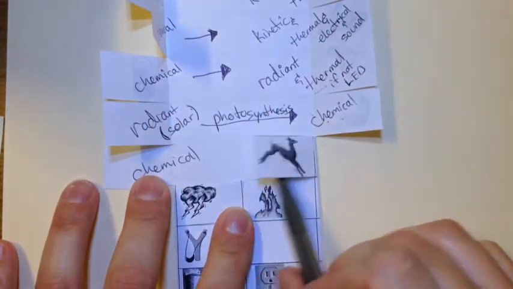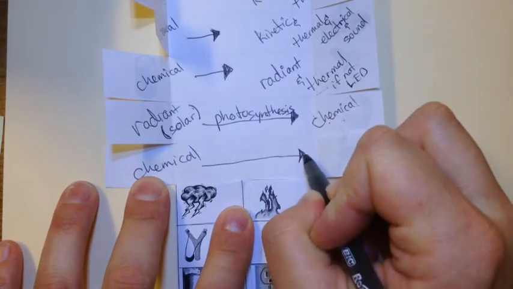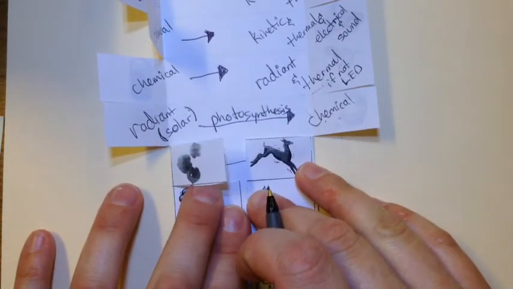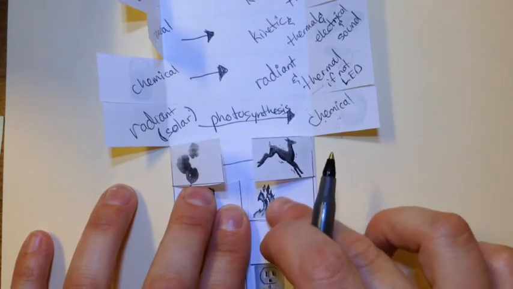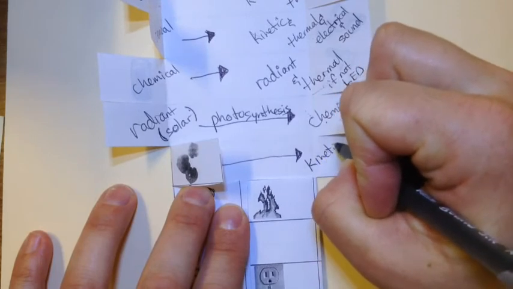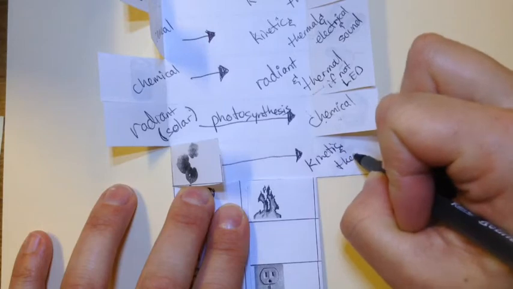Okay, now again, a really long arrow on this one. All right, so the deer eats the plant. So we go from chemical energy to what kind of energy helps the deer run, run, run? All right, so kinetic energy. And because it's in an animal, we're also going to get some thermal in there.